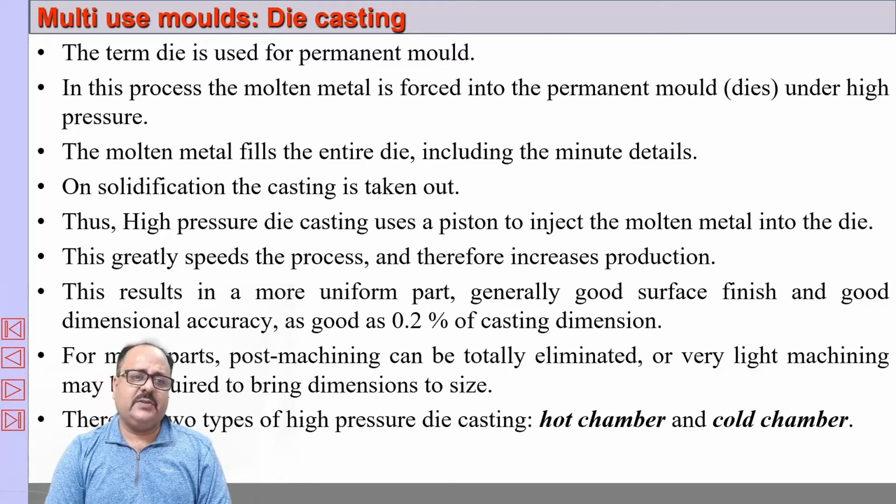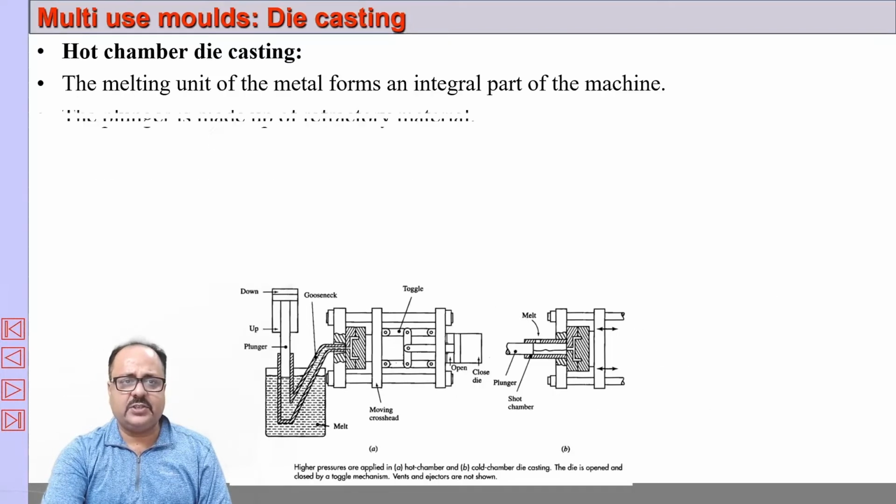It is an extremely productive casting process and is very widely used, especially the cold chamber die casting, widely used in industry for producing aluminum or zinc components required in mass. So first we'll be discussing the hot chamber die casting.